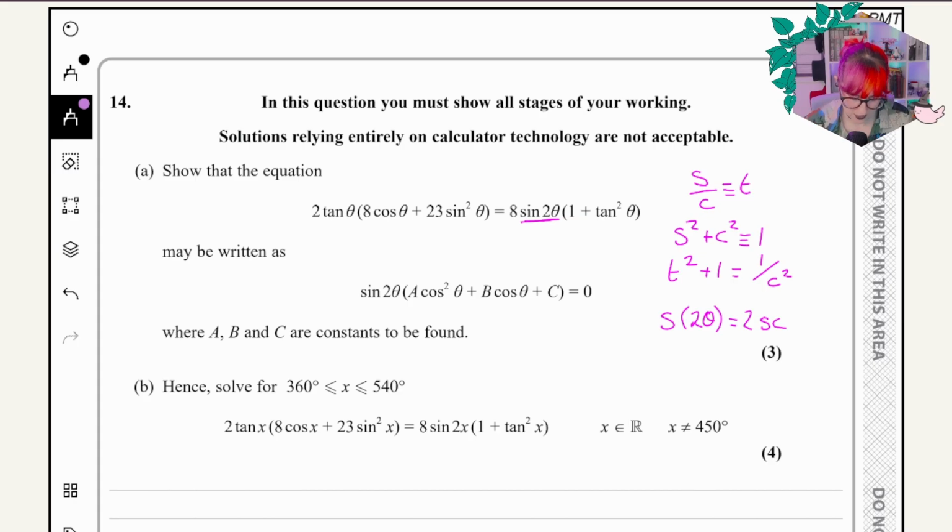Okay, so show that the equation may be written in this other form. Immediately my gut reaction is that the form we're trying to aim for has a cos squared, a cos, and a sine of a double angle. So let's try and get rid of all of the tans. I think that's the most natural thing to try and do at this point.